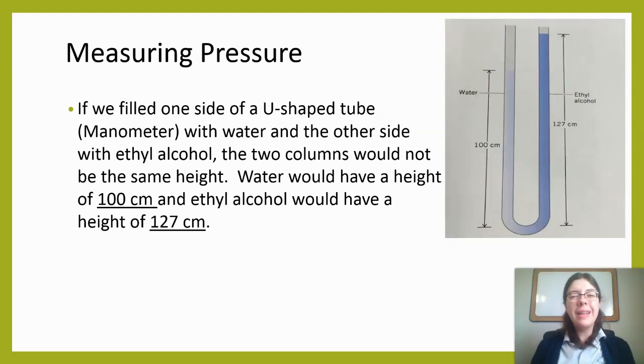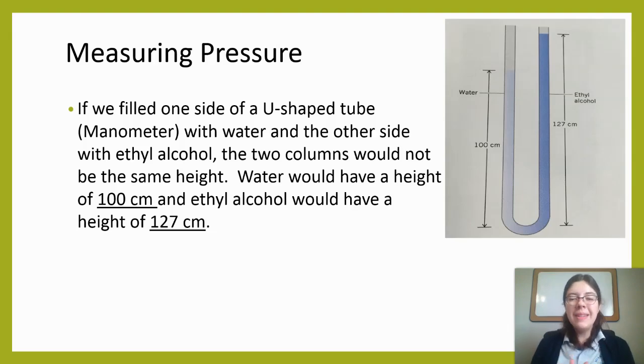Okay, so it's really important that scientists are able to measure the pressure because sometimes that can affect how reactions run. Now, one of the key tools for measuring pressure comes back to the idea of a manometer. A manometer is a U-shaped tube, and I have a picture of it here. On one side, we fill it with water, and the other side, we fill it with ethyl alcohol. Now, a really interesting thing happens in that the side with the water will be lower than the side with the ethyl alcohol. The water will have a height of 100 centimeters and the ethyl alcohol will have a height of 127 centimeters.